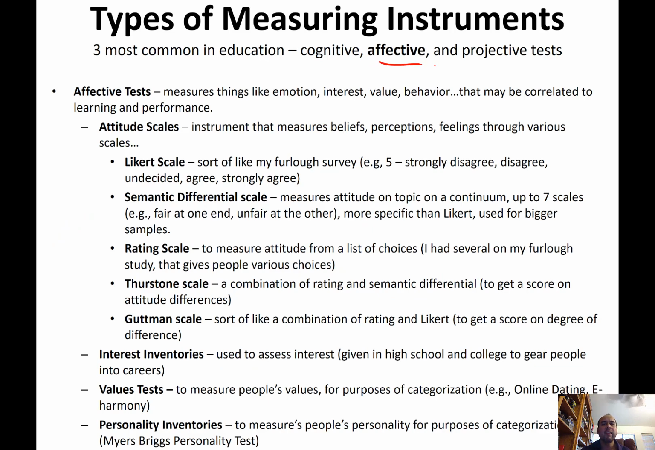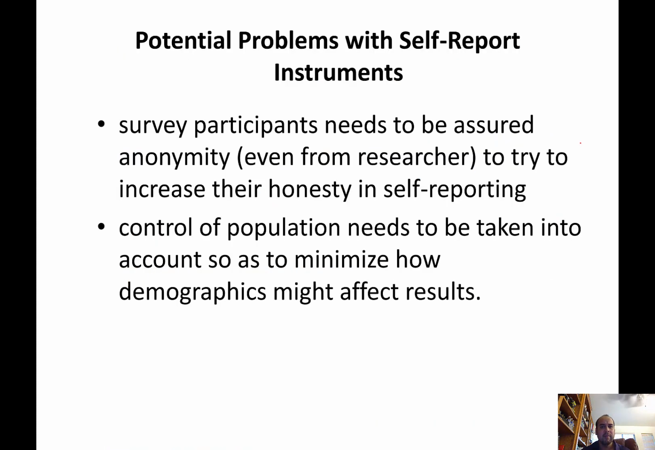And then the second one is affective tests. These are going to measure things like emotion, interests, values, and behavior. You have a bunch of different types of scales. You have Likert scales. Everybody knows what a 5-point Likert scale is. This is a very common terminology in research. Make sure you understand what that is, the 5-point Likert scale. Okay, you have semantic differential scales, rating scales, Thurstone scales, and Guttman scales. And you have inventory assessments, value tests, and personality inventories.